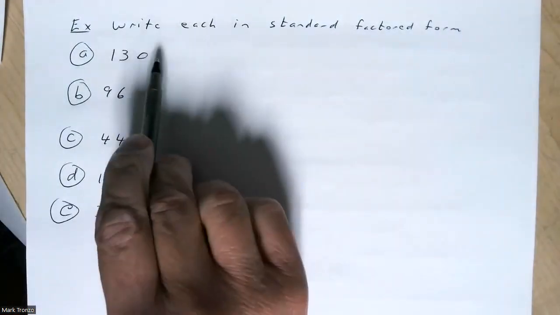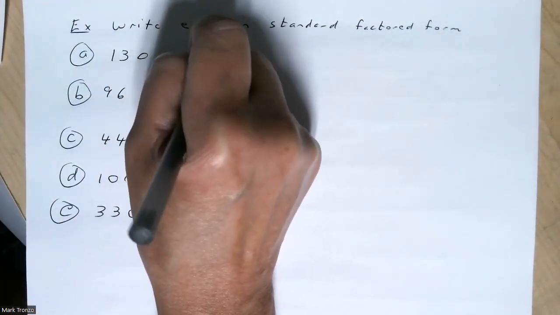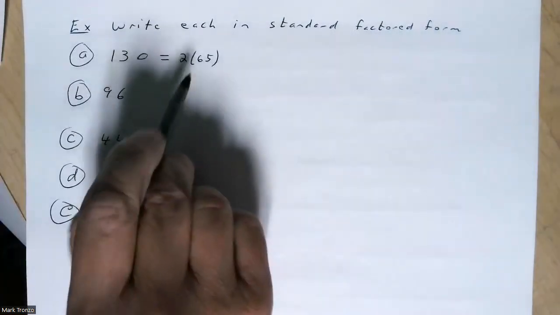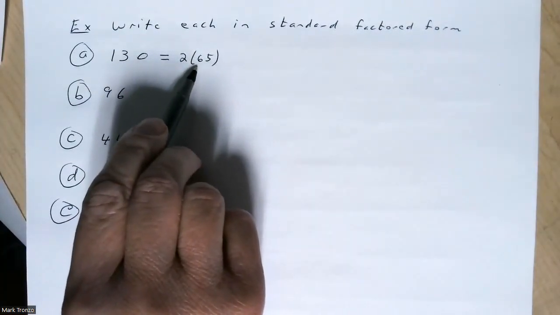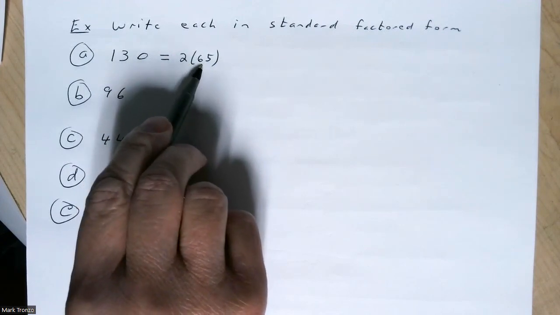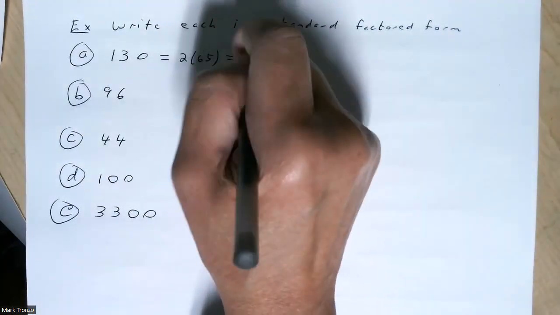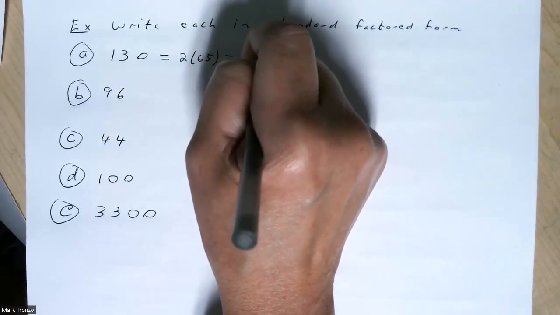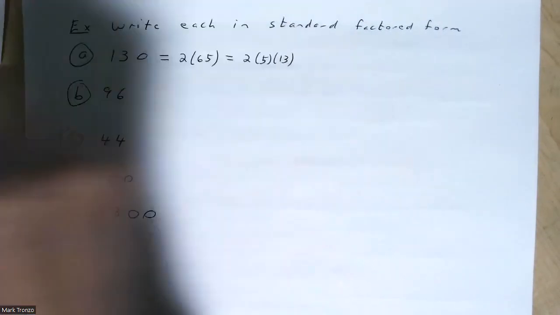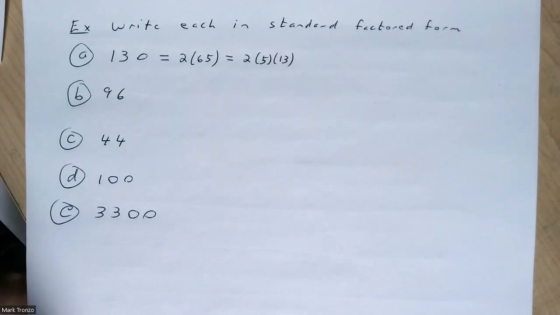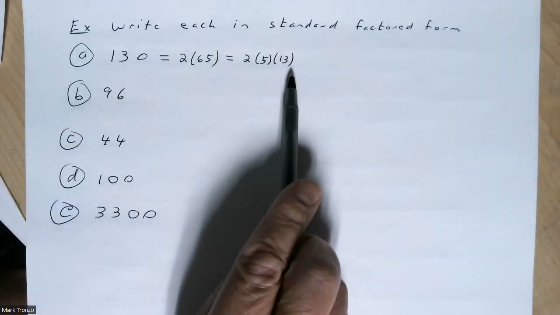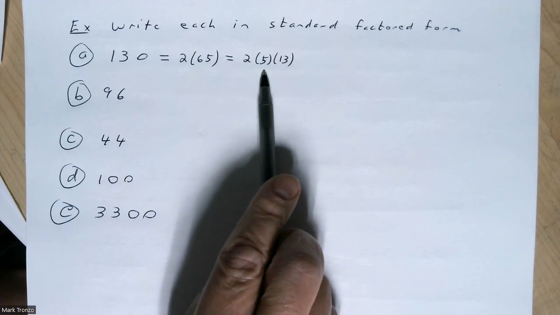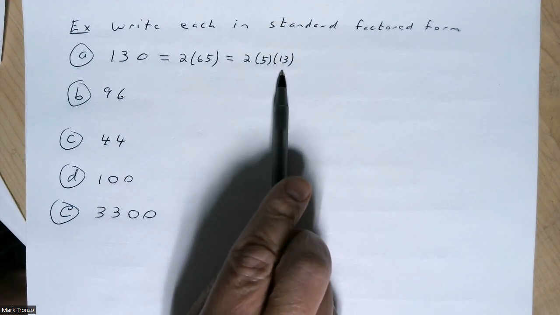So sometimes it might take a few steps. Remember, we have to write this as a product of primes. And so sometimes you just start factoring it. What does this look like? Maybe 2 times 65. And then just keep factoring until you have only primes over here. And this factors into 5 times 13. And there we have it here. We've got 130 written as a product of only primes. 2, 5, and 13 are all primes.